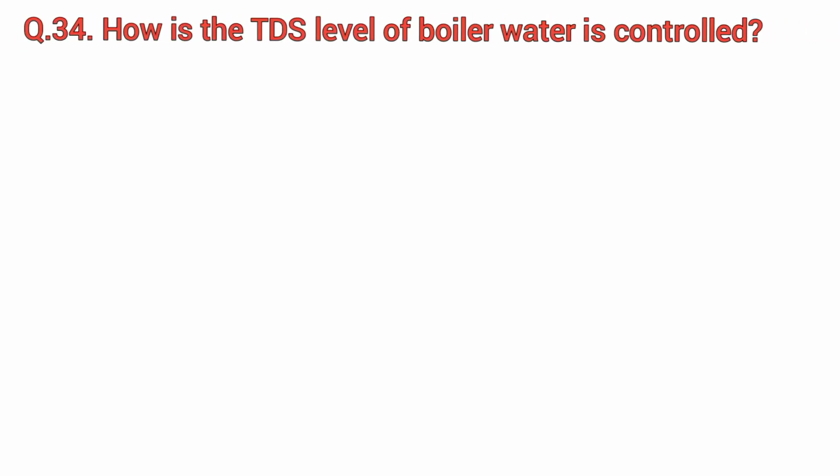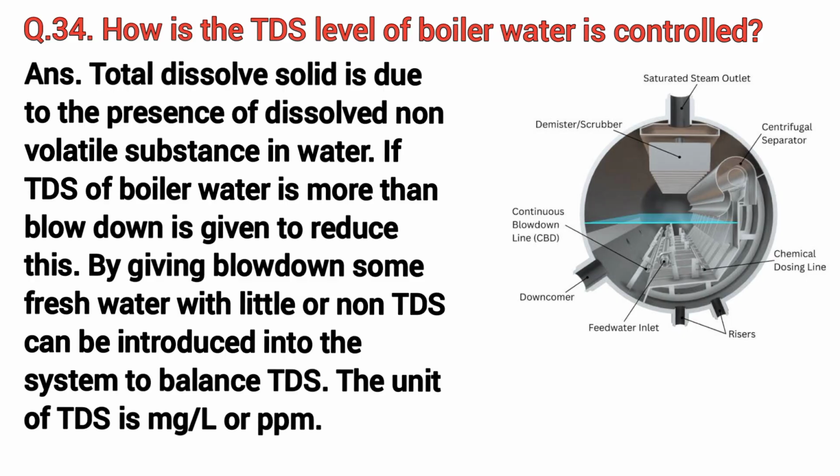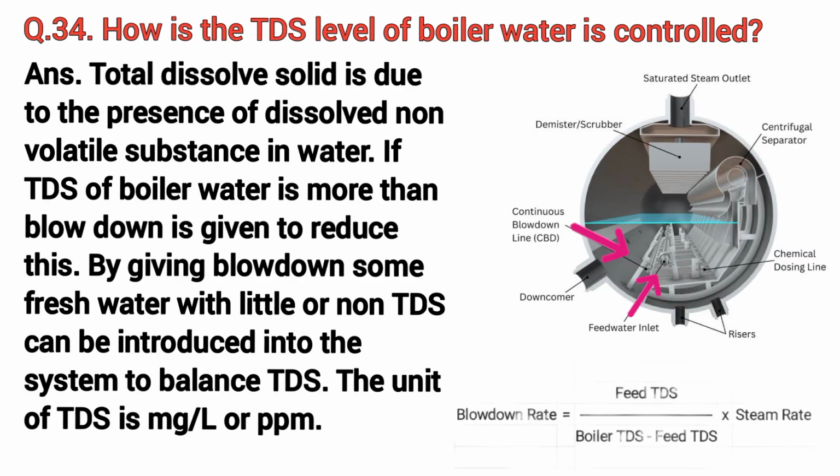How is the TDS level of boiler water controlled? Total dissolved solid is due to the presence of dissolved non-volatile substance in water. If TDS of boiler water is more, then blowdown is given to reduce this. By giving blowdown, some fresh water with little or no TDS can be introduced into the system to balance TDS. The unit of TDS is mg/L or ppm.